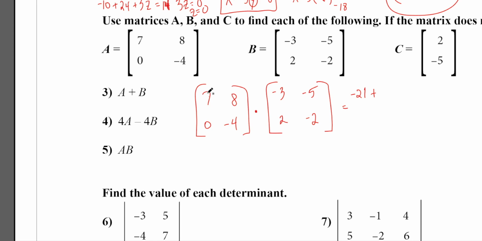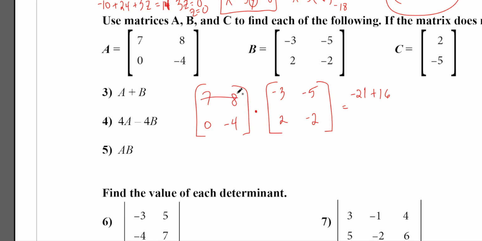See that? So I'm going this times this, all right? And then I'm going this times this. So I'm going across the first row, down the first column. Everybody got that? Plus what? 16. Okay? Now, I'm going to do the same thing.